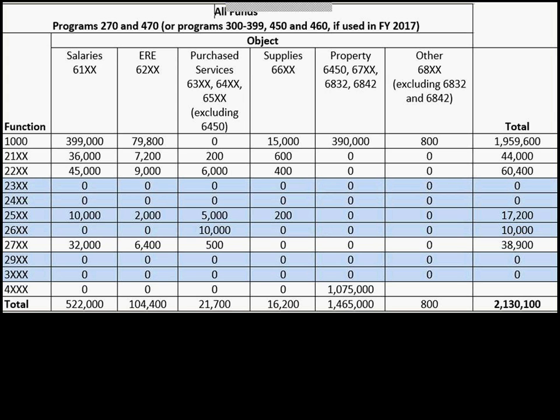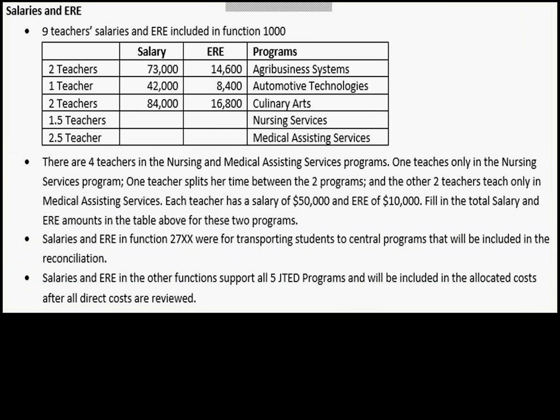The first part that we're going to look at, as Amanda did earlier as well, is salaries and ERE, those employment-related expenses. You'll see in the example that we have 9 teachers for our 5 programs. Of course, that's a bit of a simplification, I'm sure, but we've also used some very round numbers because that makes the math easy too. So let's take a look. There are 4 teachers in the Nursing and Medical Assisting Services program. We haven't put in salaries or employment-related expenses for those. We're going to let you do a little work.